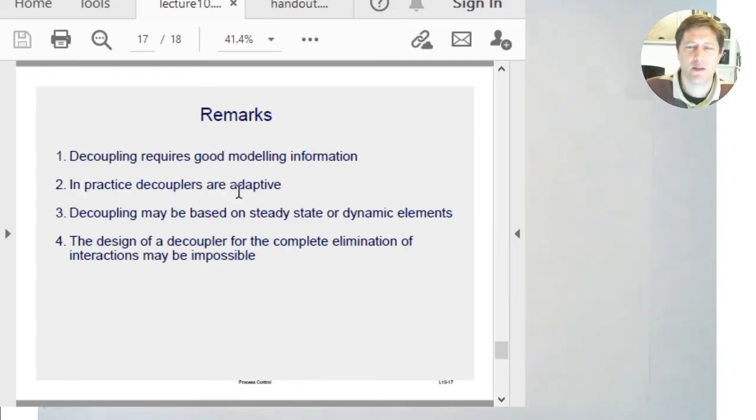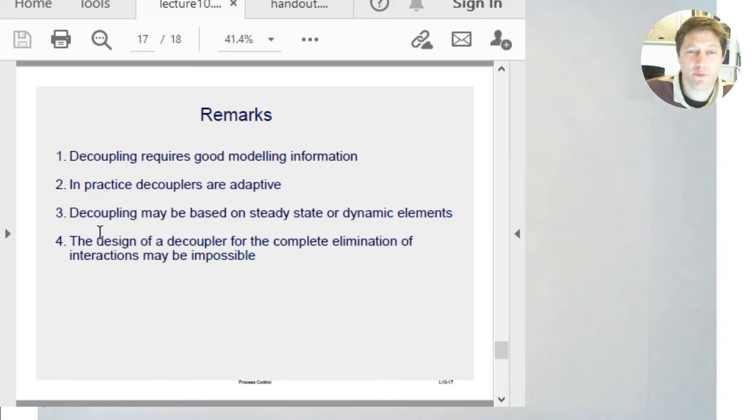In practice, decouplers are adaptive. They might need to change conditions and so on at different states. The decoupling may be based on steady state or dynamic elements. We were looking at the steady state relative gain array, which was how we chose the pairs for control loops. But if you're building a decoupler, you could design it based on dynamic elements as well.